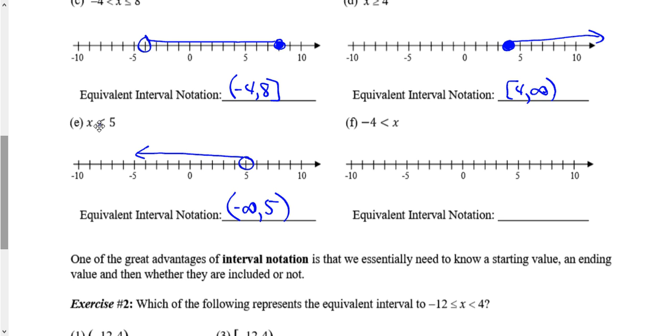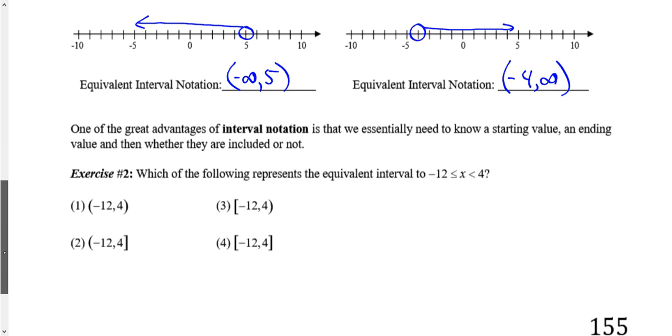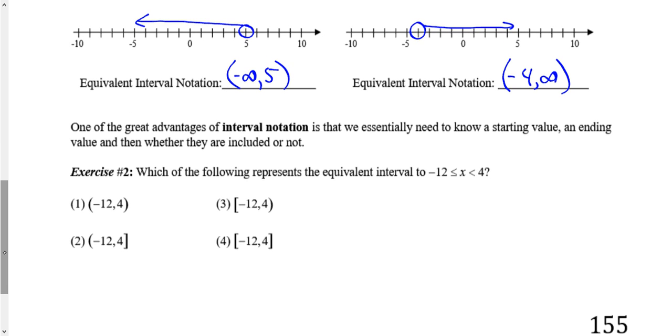All right, so here, open circle on -4. Arrow should be going to the right. And you should have -4, comma, positive infinity, both parentheses or soft brackets, right? I can't make an infinity. Takes a little practice.